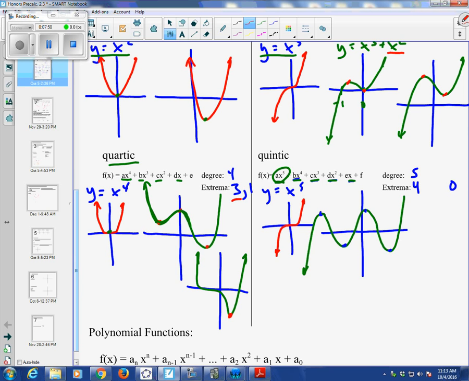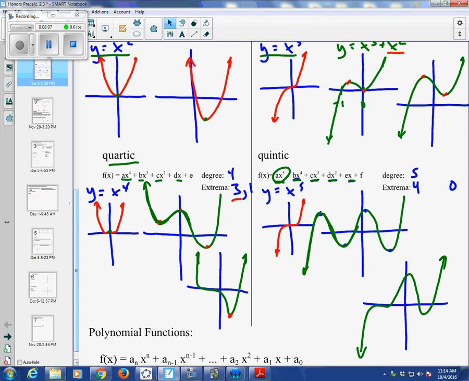So maybe our first 2 extrema are not pronounced. And basically what we would see here is a graph that might look something like this. Now, in general right here, that would be giving us just 2 extrema. So when we say at most 4, we mean 4 extrema, 2 extrema, or 0 extrema.